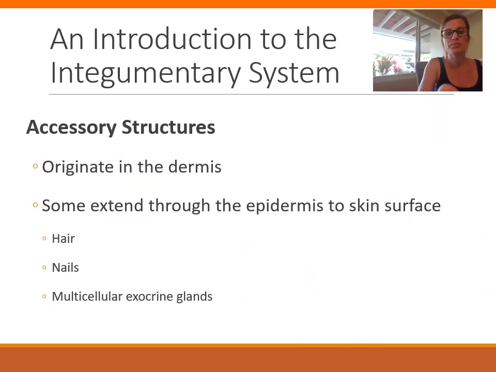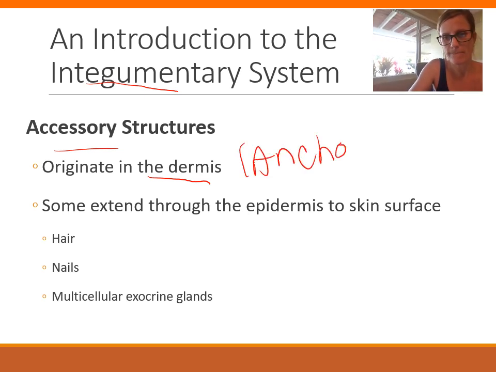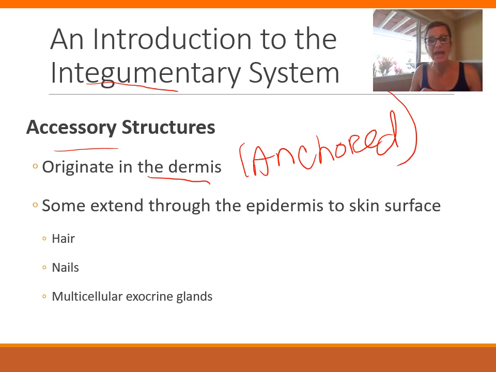All right, so the integumentary system, again, we said includes the cutaneous membrane or skin, which we just overviewed, and then it also includes various accessory structures. These accessory structures are just structures that originate from the skin. So they're very closely associated with the skin itself. These accessory structures will originate in the dermis. So we see that the majority of them are anchored down in the dermis, the deep region of the skin.